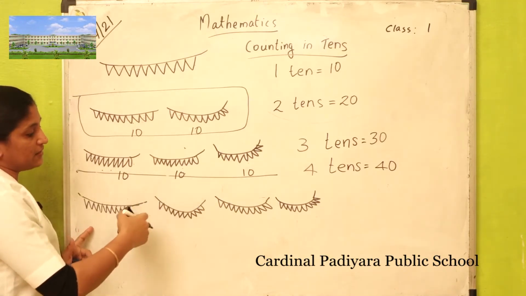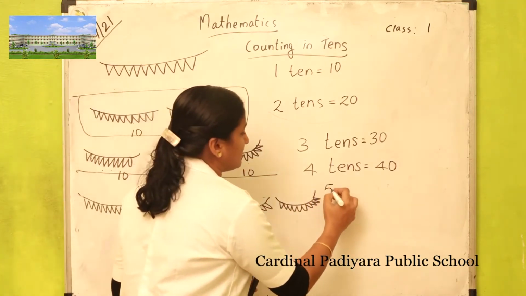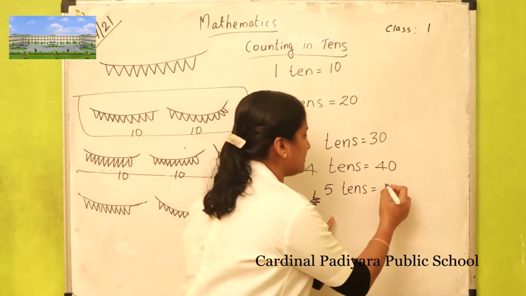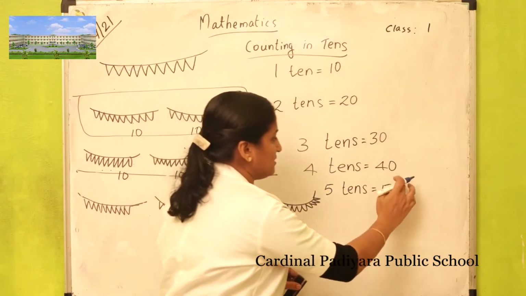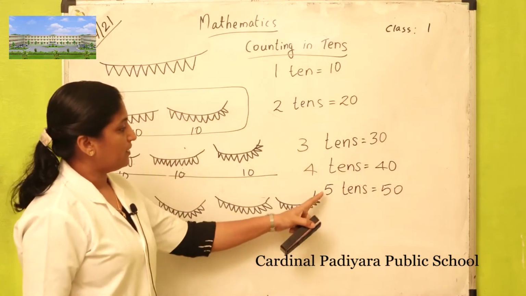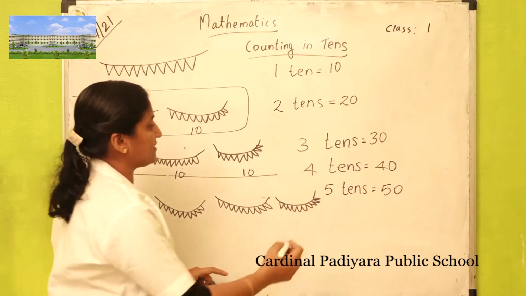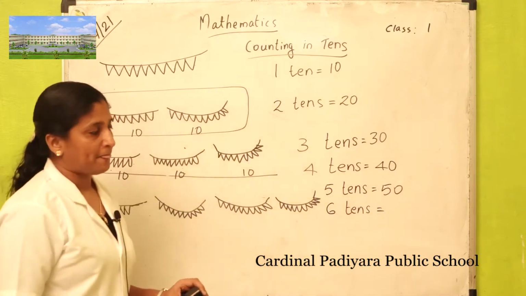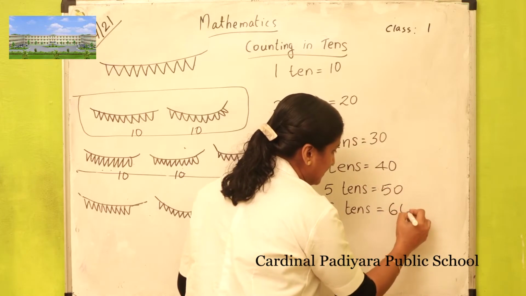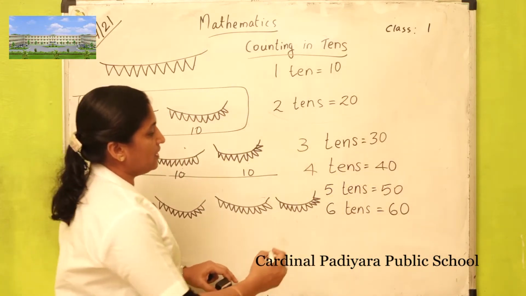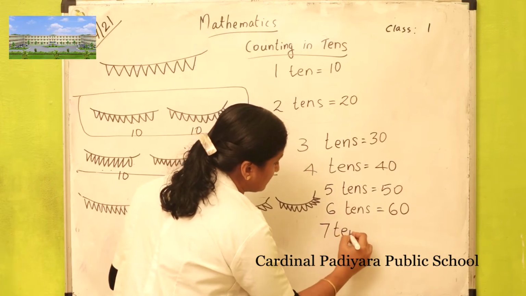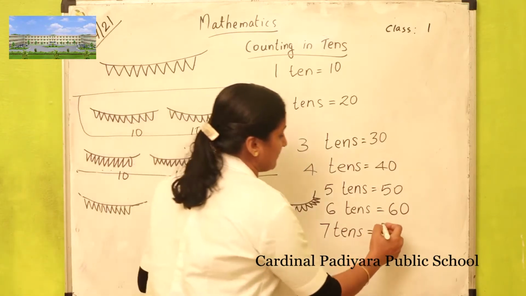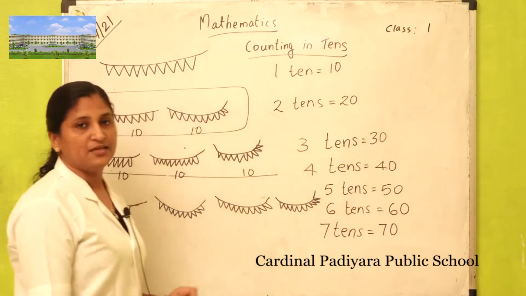This is 4 tens. The next one, 5. So 5 tens is what? Tell me, 5 tens is 50. Okay. Then the next, how many? 6 tens. 6 tens is 60. Then 7 tens. 7 buntings, that means 7 tens. 7 tens is 70.